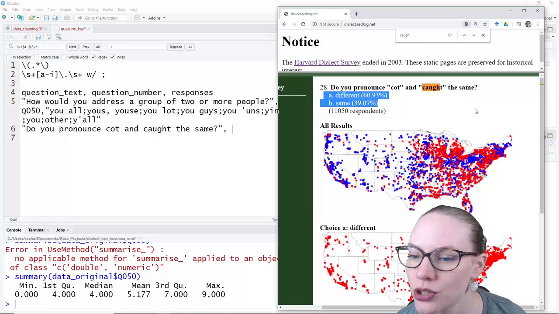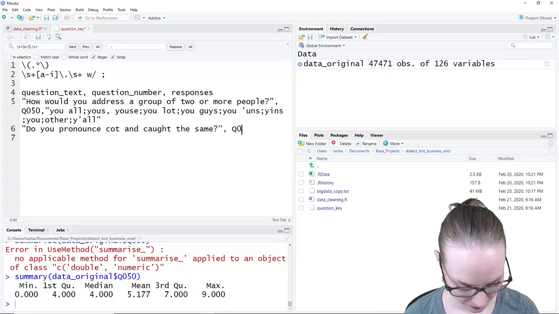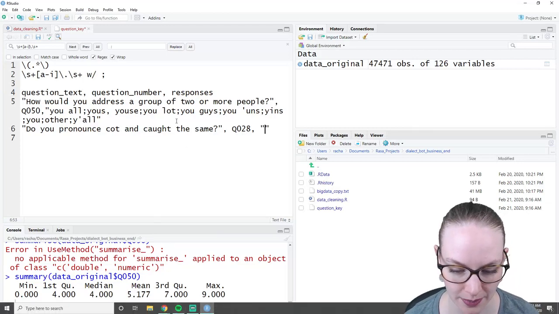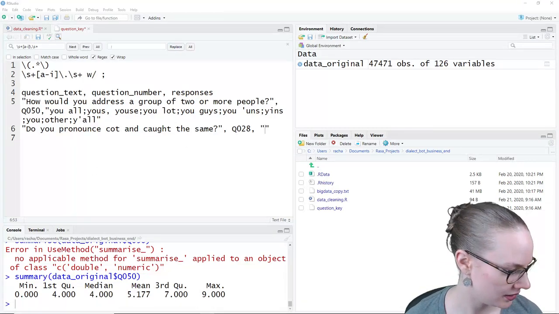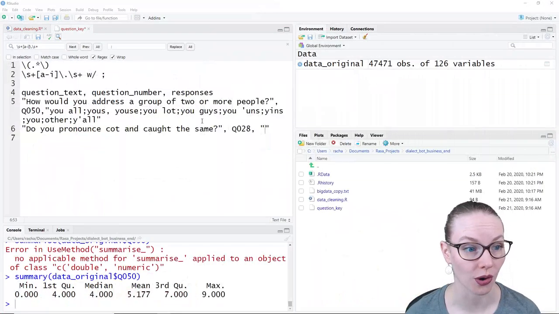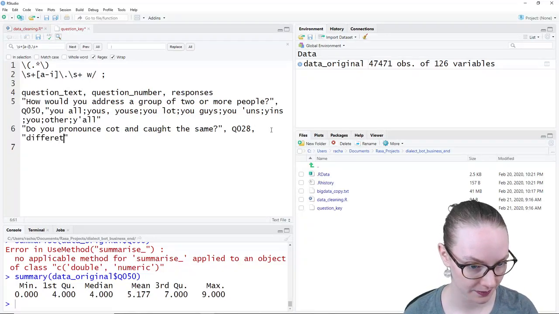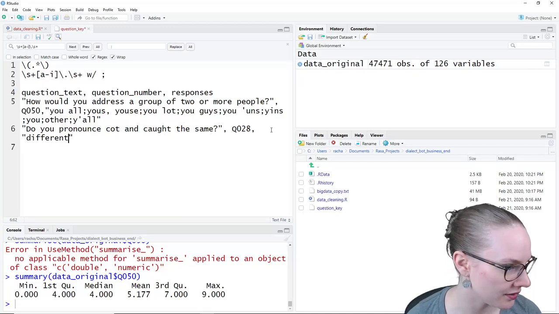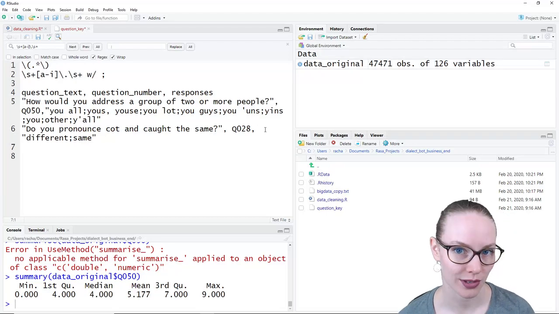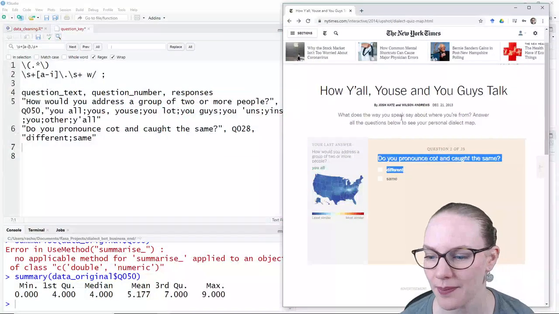So what was that? That was Q028. And then the options were, as I remember, same and different. Sorry, different and same. It is important that we get the order on those correct. All right, different, D-I-F-F-E-R-E-N-T, does not matter that much. And then same. Question three. We are powering right along. Okay, next question.